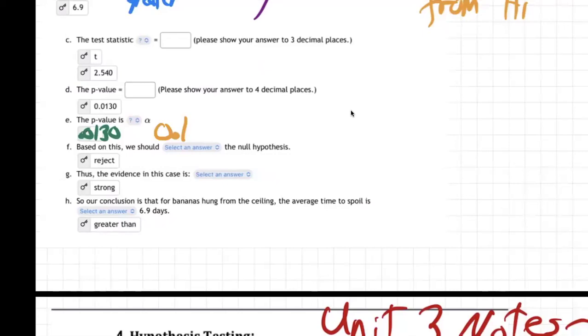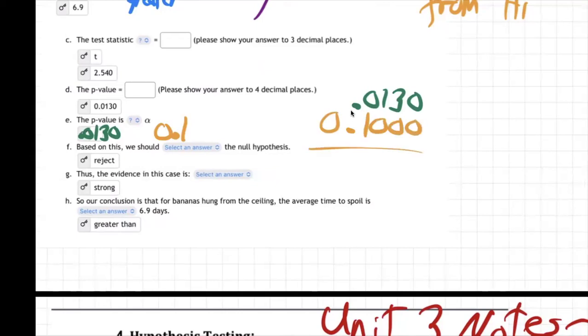If you're not sure, come over here and write them down and line up the decimals. There's that one and 0.1. There's that one, huh? So just fill in zeros. Which one of those is bigger? Well, this one. This is like 1,000 compared to 130.